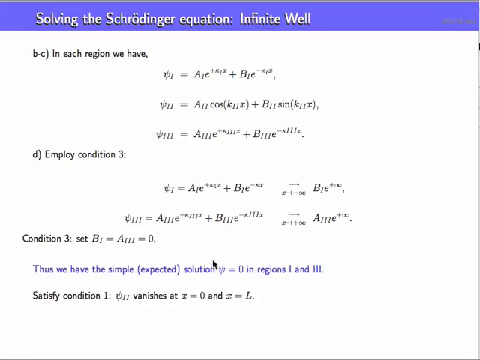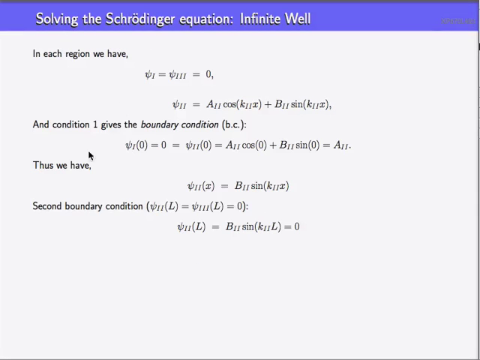Now we come to the important part: region 2. We are done with condition 3. We go to condition 1. In region 2, we make sure that the wave function vanishes at the boundaries, x equal to 0 and x equal to L. We call that satisfying boundary conditions. So let's look at that.